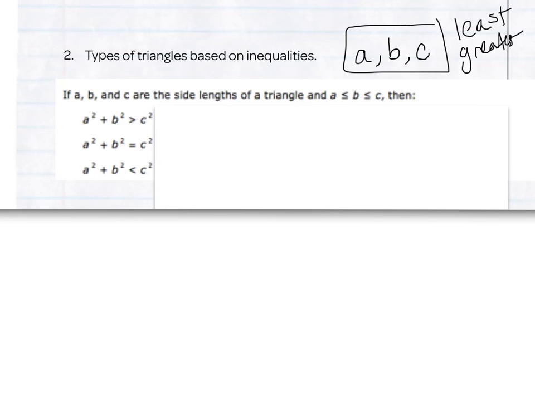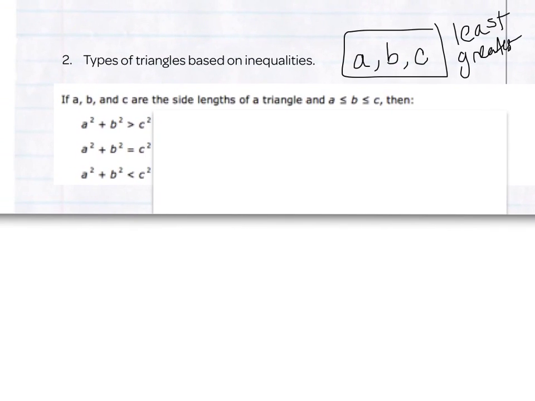So now it says A squared plus B squared is going to be greater than C squared. If this is true, young people, then that means this triangle is acute. That's right, you can actually classify a triangle this way. It's a secret. I haven't told you yet, but it is true.